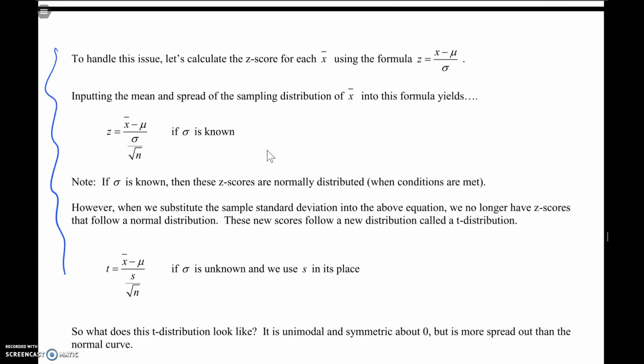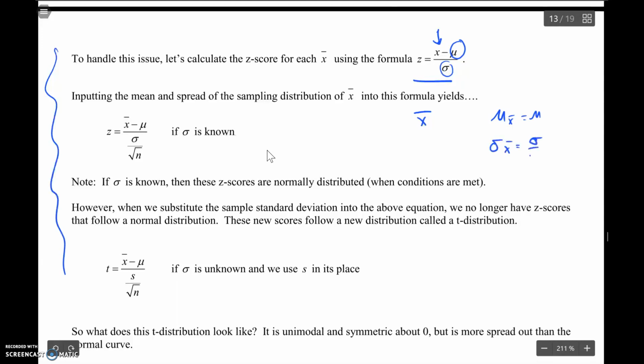If you remember the z-score formula, it's your score minus the mean of your x's divided by the standard deviation of your x's. So if we put this into a z-score formula, only we're using our sample means. Remember the mean of the sample means is the mean, and the standard deviation of our sample means is sigma over square root of n. So if you take your x bars, subtract the mean, and divide by the standard deviation of the sample means, this does have a normal distribution. If sigma is known, then this value is normally distributed.